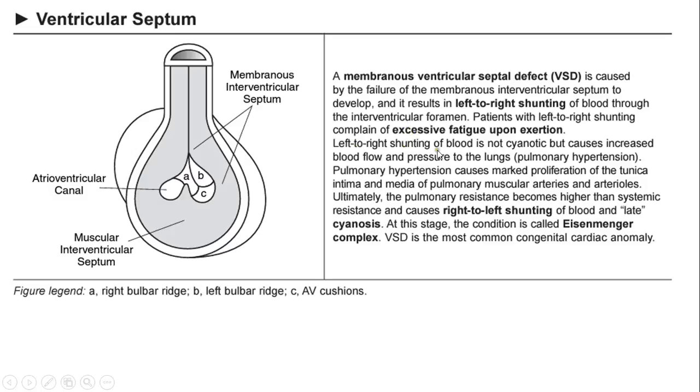So the left to right shunting of blood is not cyanotic, but it causes increased blood flow and pressure to the lungs, pulmonary hypertension. Pulmonary hypertension causes marked proliferation of the tunica intima and media of pulmonary muscular arteries.